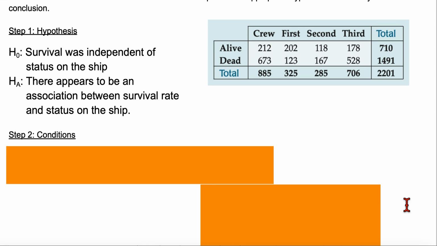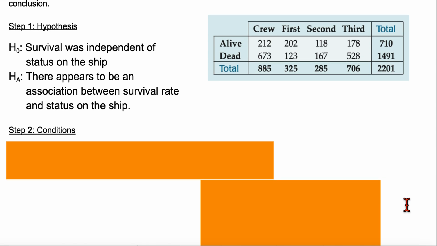Step 2 in our hypotheses test is always check the conditions. And there are two conditions that we are aware of for the chi-squared test. It is the randomness condition and the expected counts condition. So first, the randomness condition. Because this is a census, that means this is about everybody on the ship. We have all the data. Because it's a census, we do not need to check for randomness.